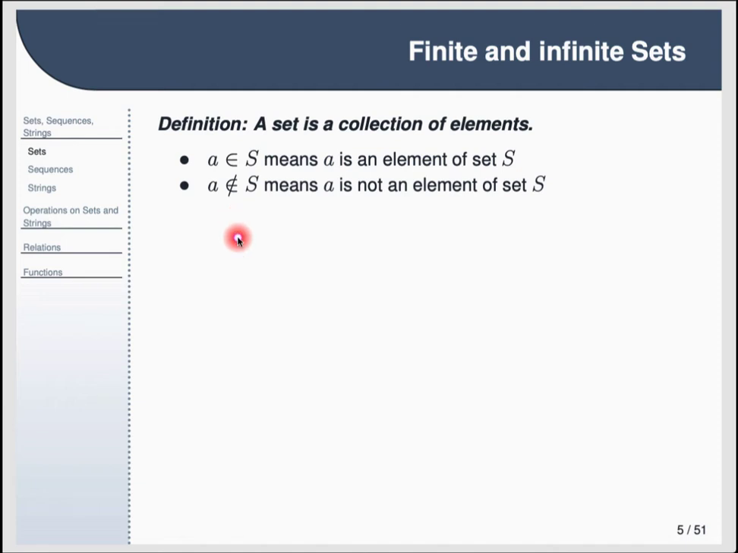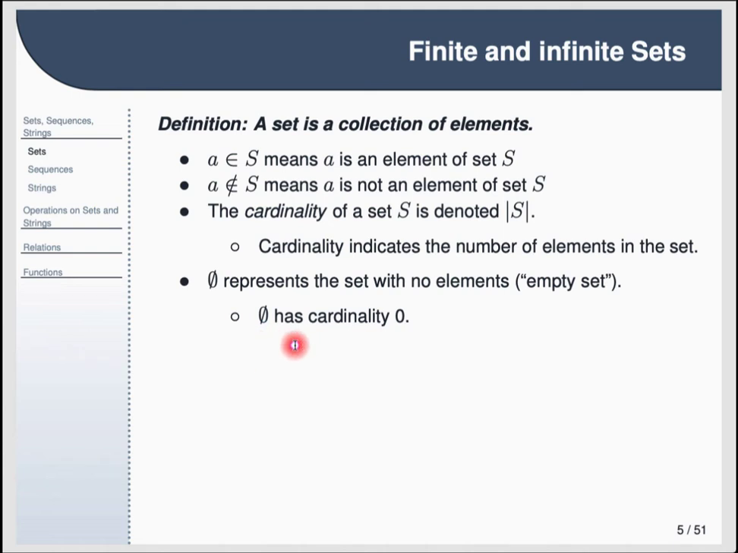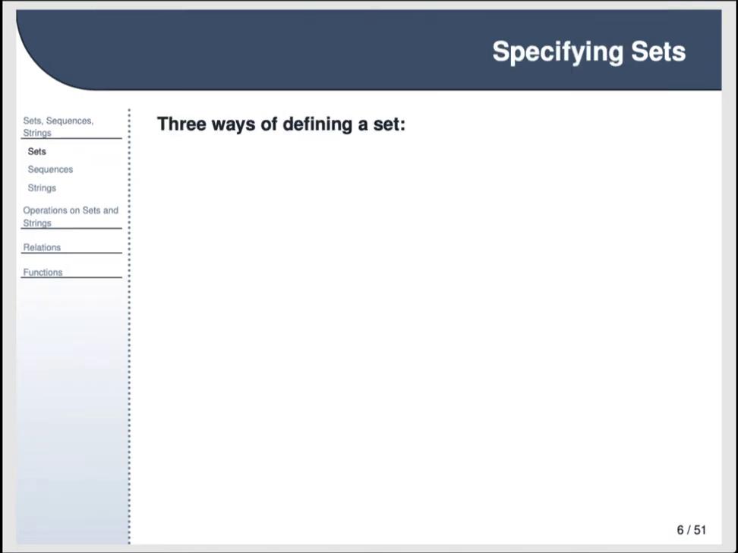Again, you've probably seen this before. The cardinality of the set S is denoted by these vertical bars, and that just means the number of elements that the set contains. We have a symbol for the empty set, and this represents a set that has no elements in it, and therefore its cardinality is 0. So that takes care of some very basic terms and notation, and we'll talk next about how you can actually define a set.